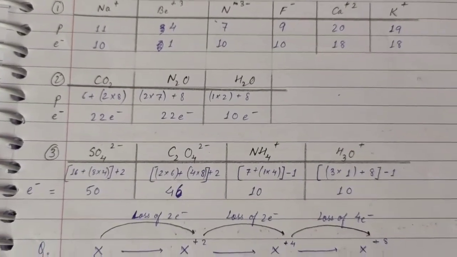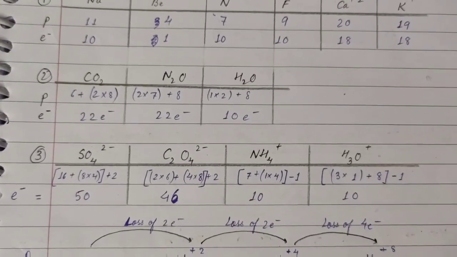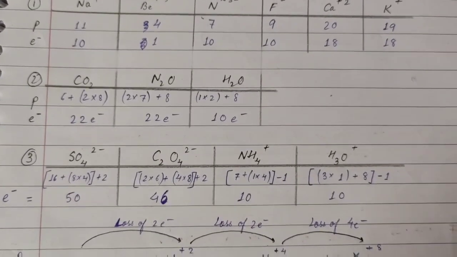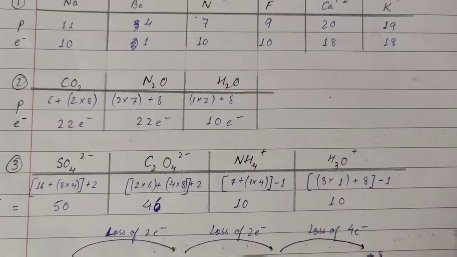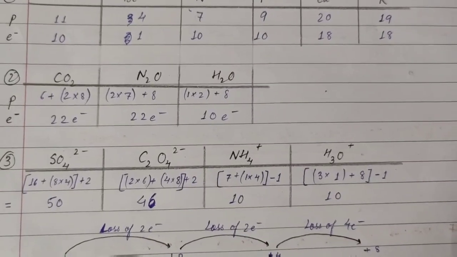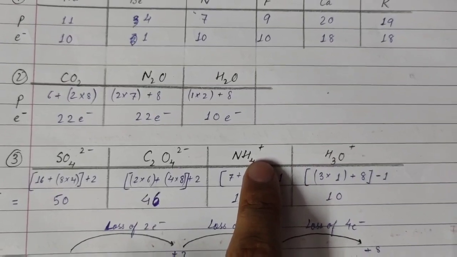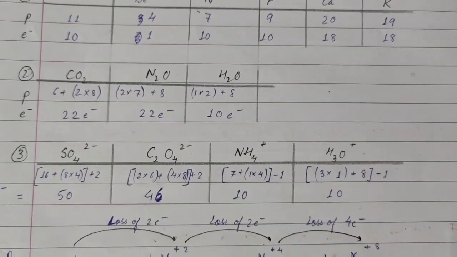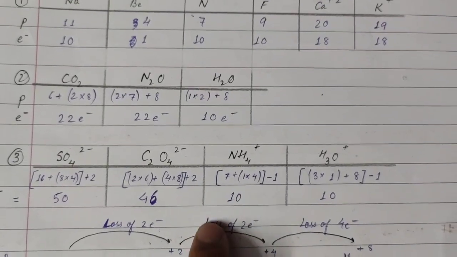Let's take another example also here. NH4, nitrogen has 7 electrons in its neutral state and hydrogen has 1 electron in its neutral state. 7 plus 1 into 4, since there are 4 atoms of hydrogen, it becomes 7 plus 4, which is 11. Now there is a positive sign which denotes that there is a loss of electron. So minus 1, 11 minus 1 becomes 10.